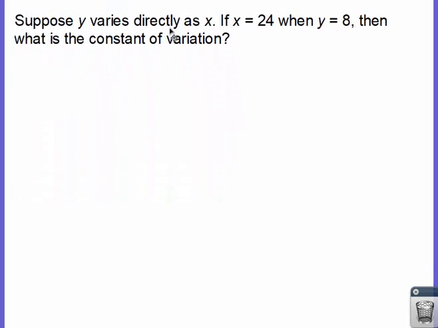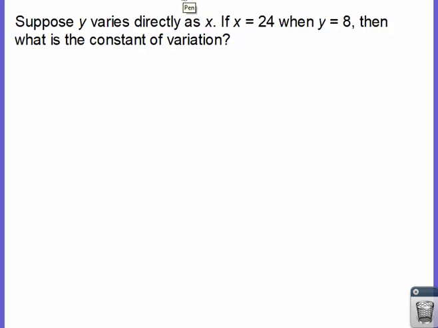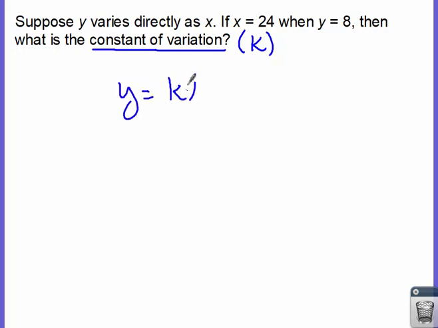Okay, this last one asks a different question. It says, suppose y varies directly as x. If x is 24 when y is 8, then what's the constant of variation? We need to remember that the constant of variation is nothing but the k value. So for this one, we set up our problem with our direct variation equation. We plug in what we know and we solve for k.